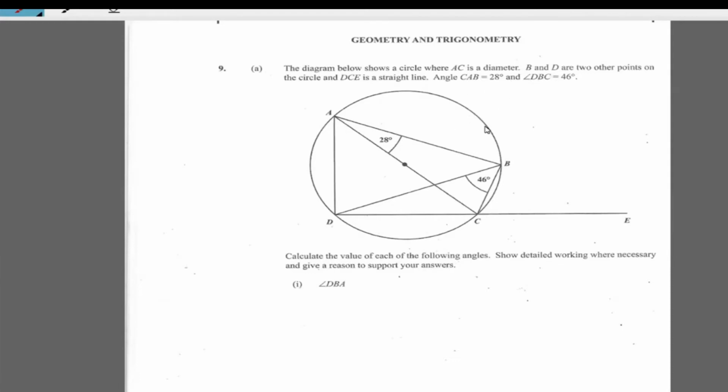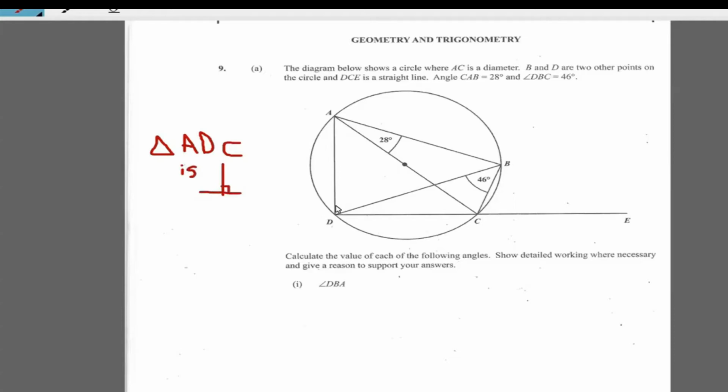Now let's look at how we're going to decipher this. Looking at this, what it looks like is triangle ADC. DC is a straight line, and so triangle ADC is a right angle triangle. Now, if triangle ADC is a right angle triangle, what does that tell us?